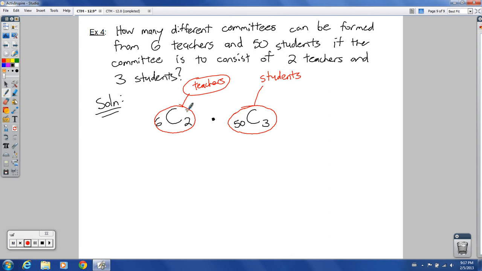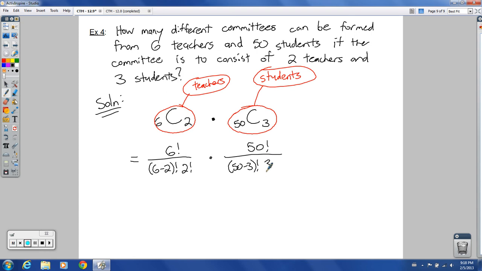So how many different ways are there to pick a group of teachers? And then how many different ways are there to pick a group of students? Multiply them together, and you get how many different ways there are to pick both the teachers and the students. And so let's see what these things equal. So 6 choose 2, that would be 6 factorial over 6 minus 2 factorial times 2 factorial. And we have that times 50 factorial over 50 minus 3 factorial times 3 factorial.